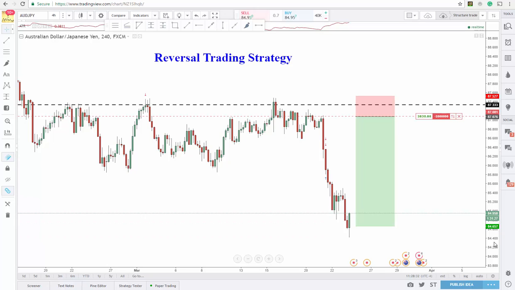This is a very simple reversal trading strategy that only uses structure. There are no indicators that you'll have to plot on your chart. And as long as you know how to read structure, support, and resistance, you should have no problem testing and executing this strategy.